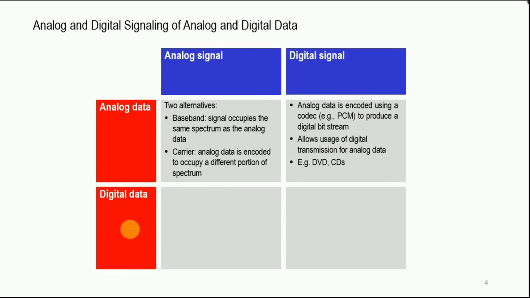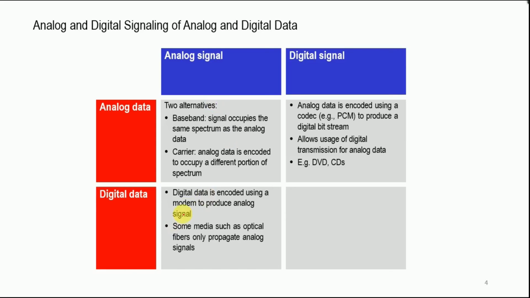Similarly, we can have a digital data and an analog transmission. This can be done by means of a modem, just a nickname for modulator and demodulator. Some media such as optical fibers only propagate analog signals, so you would need the conversion from digital to analog as well for this kind of application.